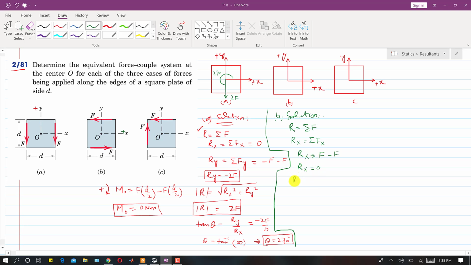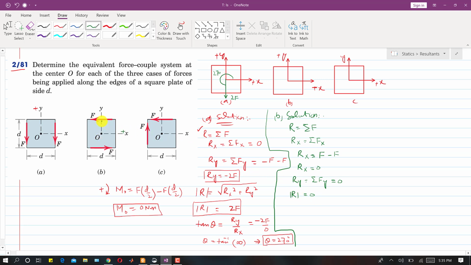And our y will be equal to summation of the components along y. So there is no component along y, so this means that our y is equal to 0 as well. And if we want to find the magnitude, our x is also 0 and our y is also 0, so our magnitude is also 0. So the resultant of these two forces is 0.